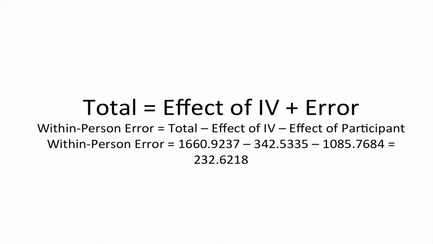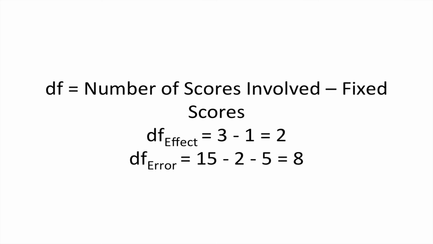And to calculate that, we're going to do something very simple. If we know our total variability, and we know the effect of the independent variable, and also the effect of participants, we know that whatever's left over is the error within people. That's 232.6218. And we can now calculate our F-statistic, which, if you recall from previous videos, in all forms of ANOVA, is what we use to compare to a critical value table to see if we've got a significant difference or not. Before we do that, we need to calculate degrees of freedom, because those are measures of total variability due to our effects. So we need a measure of average variability, and degrees of freedom always equals the number of scores involved in the calculation minus the fixed scores.